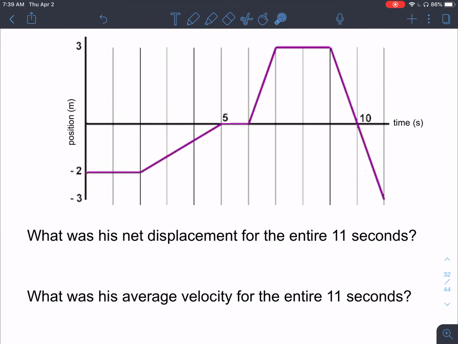Okay, now we are going to try out net displacement and average velocity. Go ahead, pause the video, and try these ones out.